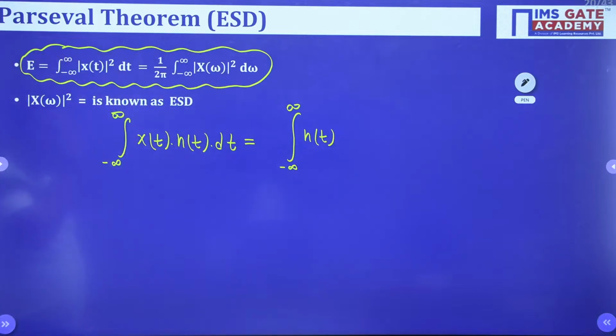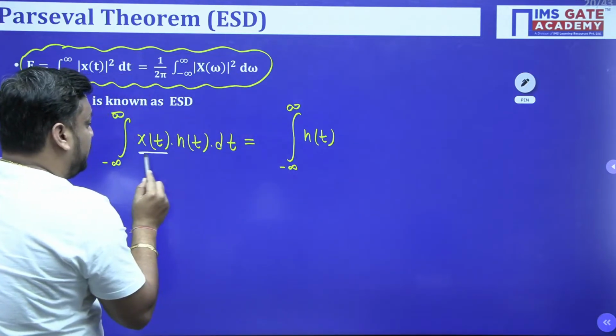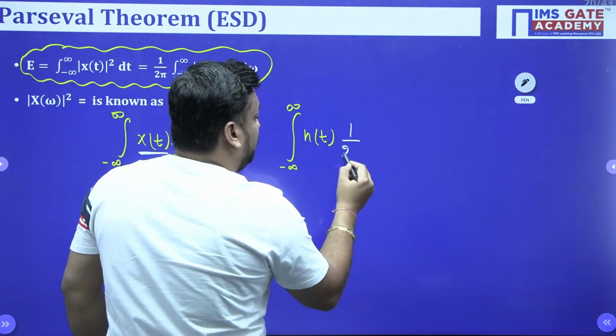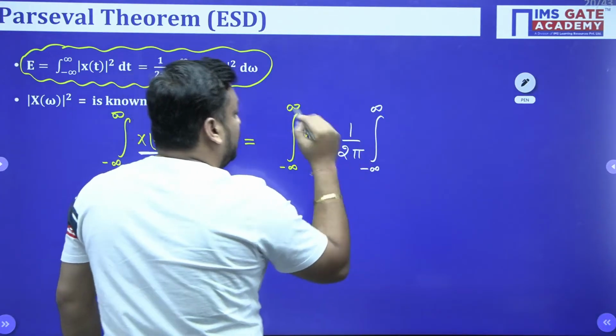Now what I am doing, guys, is using the x(t) formula. The x(t) formula is what? The inverse Fourier transform. So you will get 1 upon 2 pi outside the bracket, and here you will get the integral from minus infinity to infinity. What should I write here?